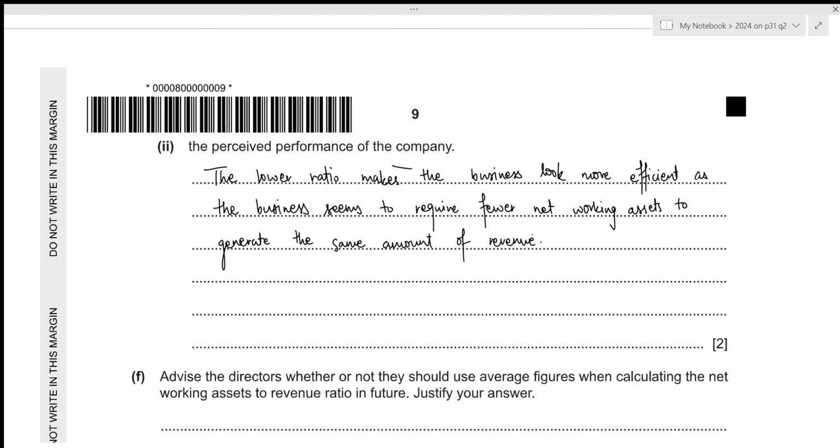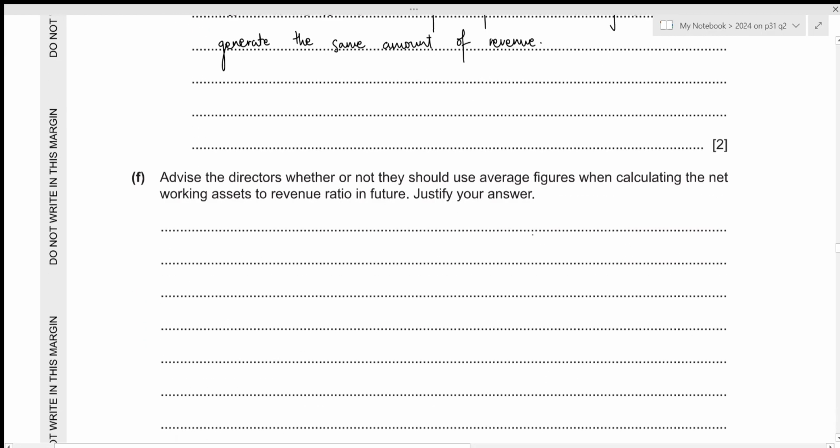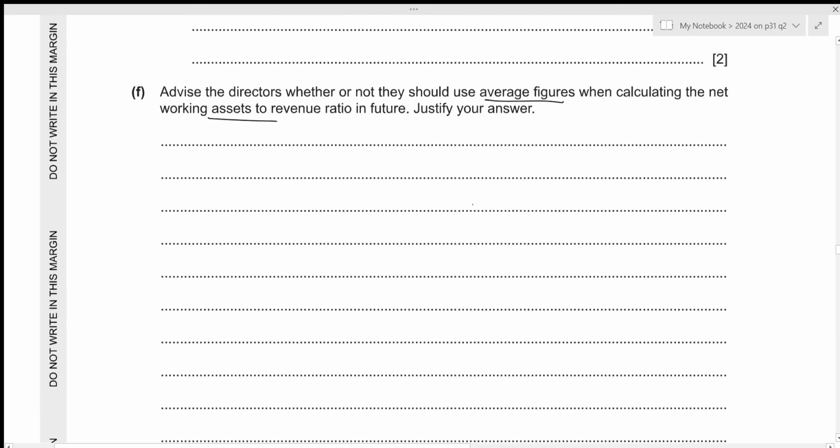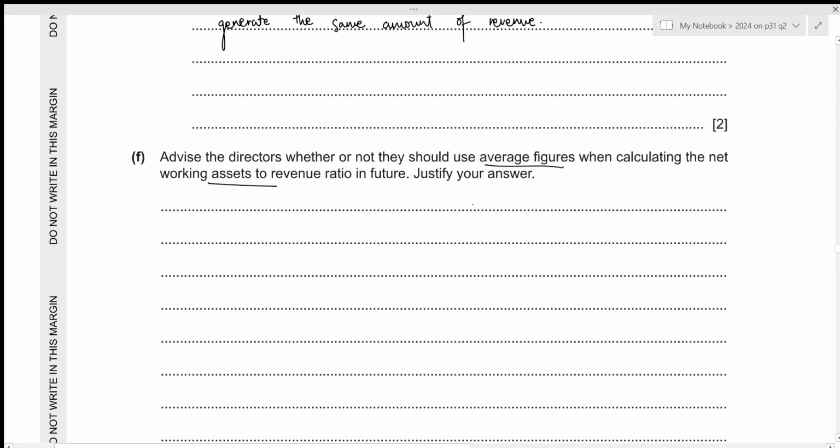That is all for the fifth part. Let's move towards the sixth one. We now need to advise the directors whether or not they should use average figures when calculating the net working assets to revenue ratio in the future. We need to justify our answer. This is 5 marks, so we need 2 points on why they should change to average figures, 2 points on why they should not change to average figures, and then a final decision.